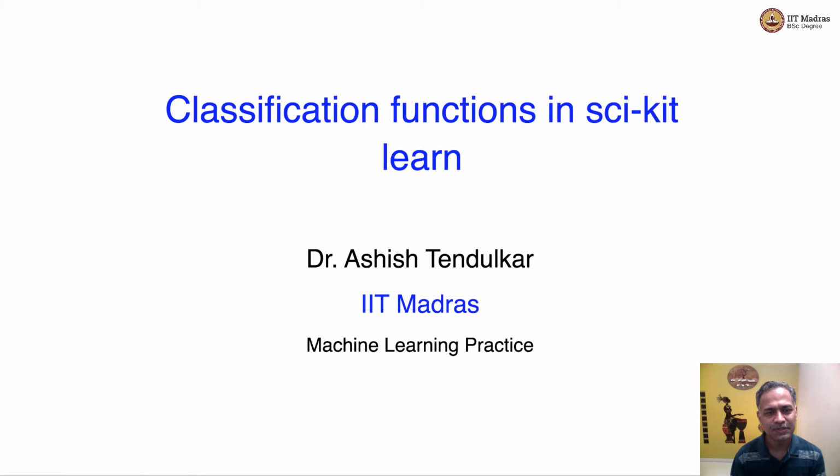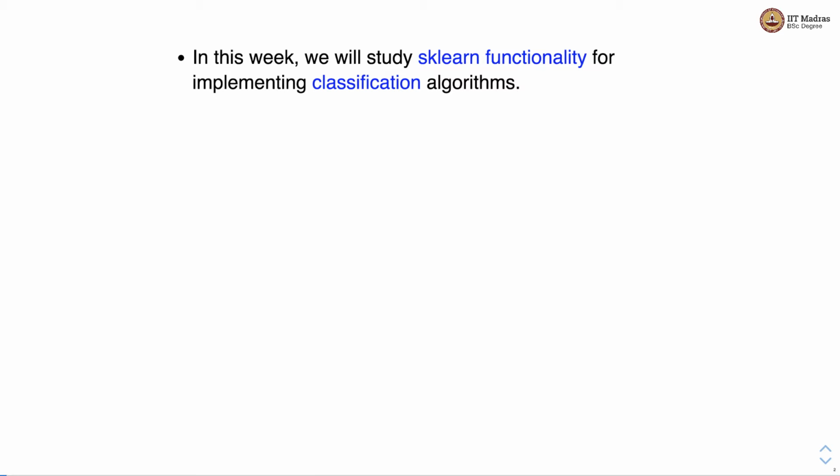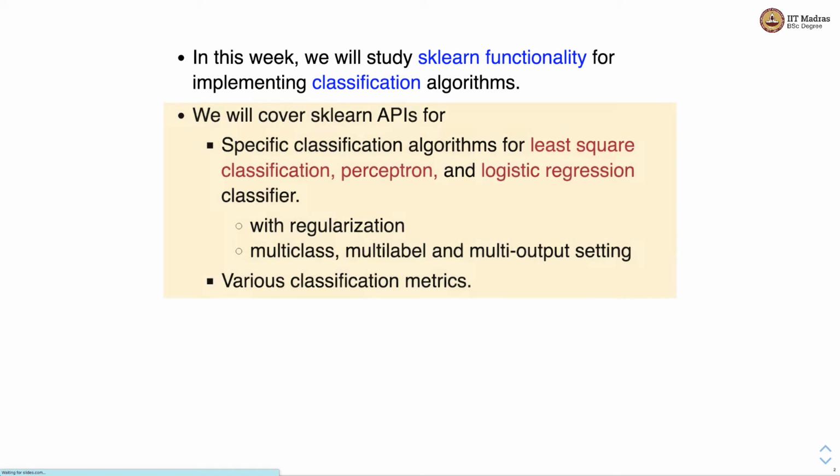In this video, we'll study classification functions in scikit-learn. In this week, we'll study sklearn functionality for implementing classification algorithms. We'll cover sklearn APIs for specific classification algorithms like least square classification, Perceptron, and Logistic Regression classifier. We'll study these algorithms with regularization, and we'll also study how to extend these algorithms to multi-class, multi-label, and multi-output settings. We'll also cover sklearn APIs for different classification metrics.